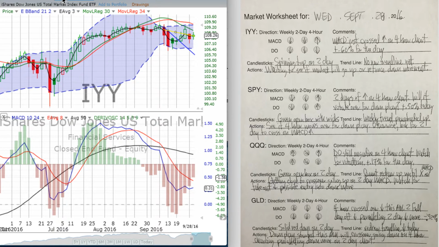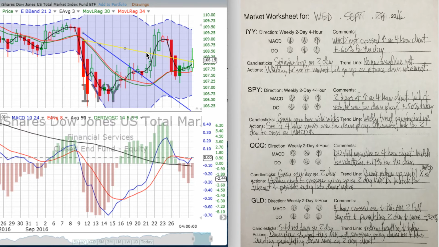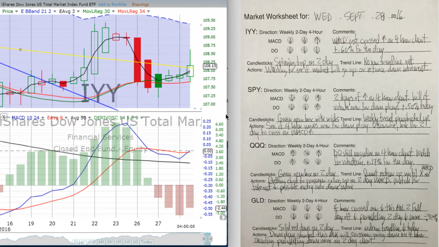The 4-hour chart is a little bit different. The 4-hour chart actually just crossed over going up. So we marked the MACD is crossing over going up. The derivative oscillator, the DO, is still going down. So we made sure to mark that down. Now, we have other sections in here: comments, trend line, candlesticks, and actions.